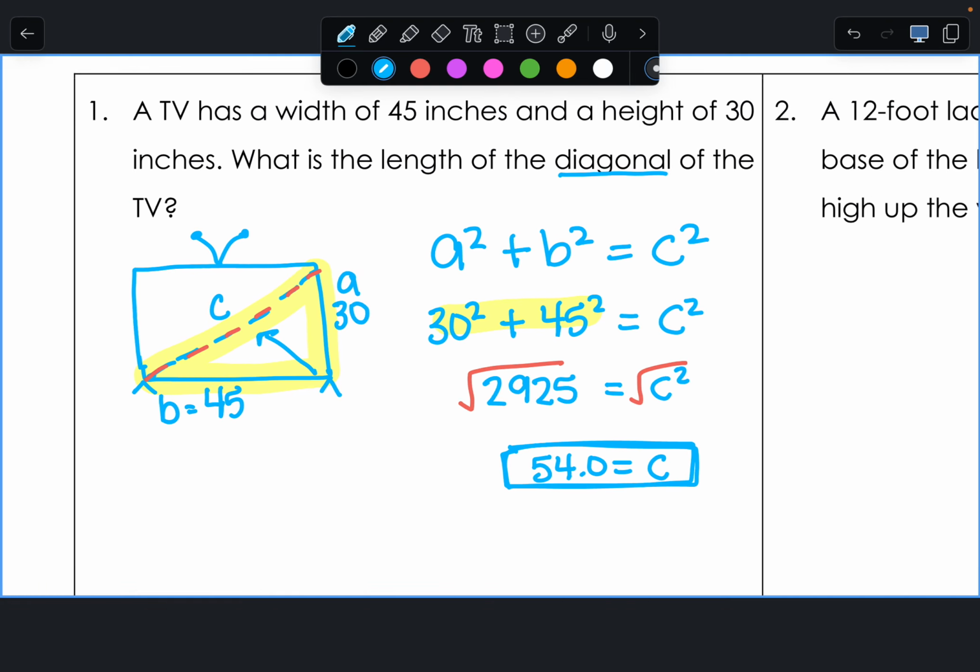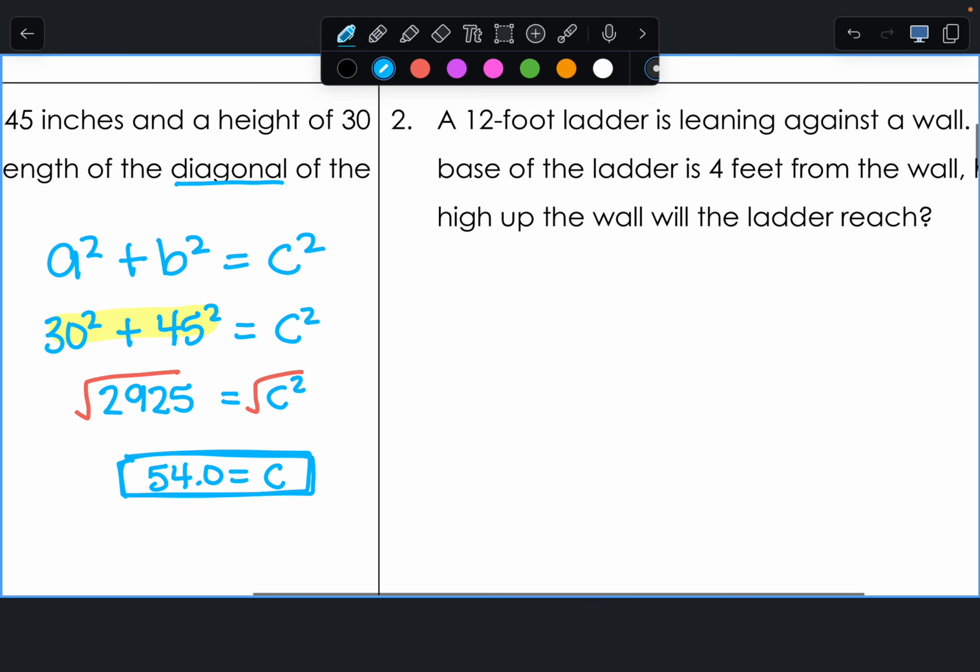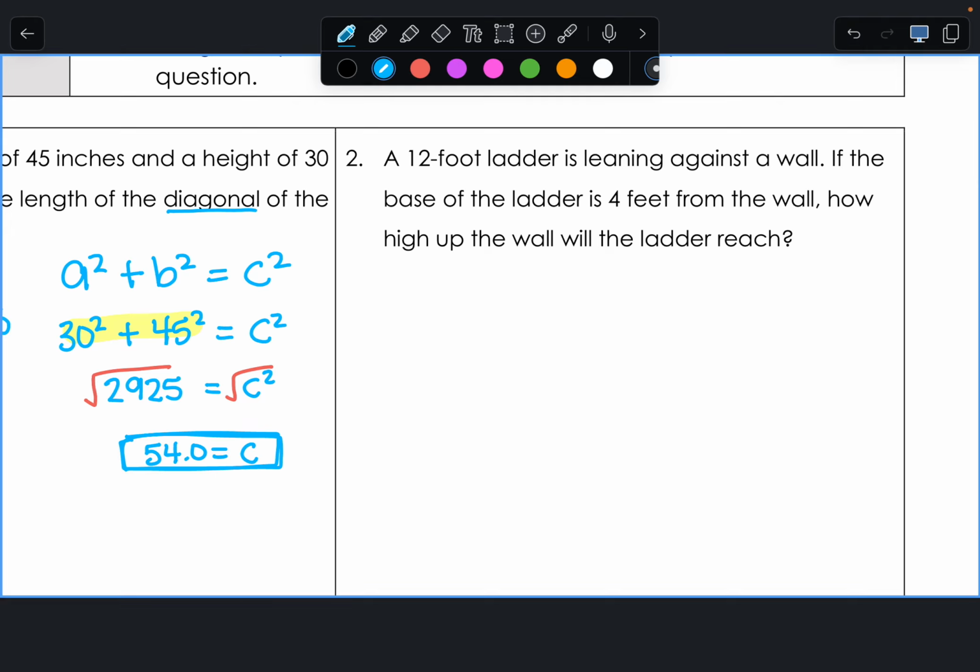All right, number 2. We have a 12-foot ladder leaning against a wall. So what am I going to draw? A wall and a ladder. So I'm going to put, this is my ladder. This is my wall. Now my ladder is 12 foot. And it says, if the base of the ladder is 4 feet away from the wall, base 4 feet.